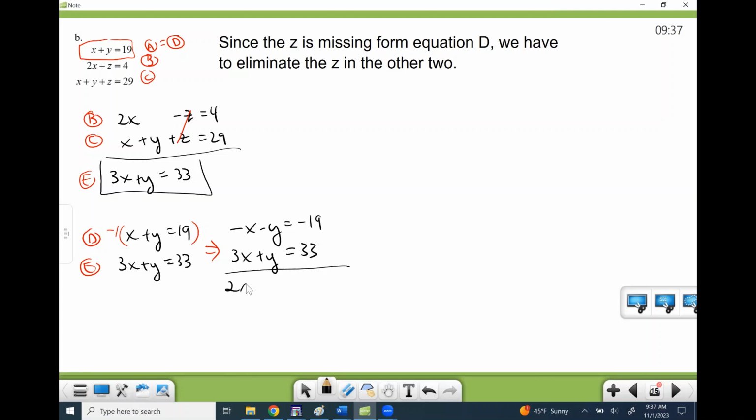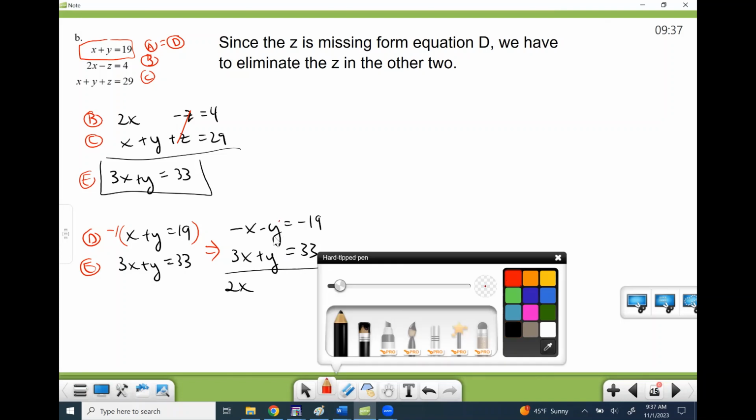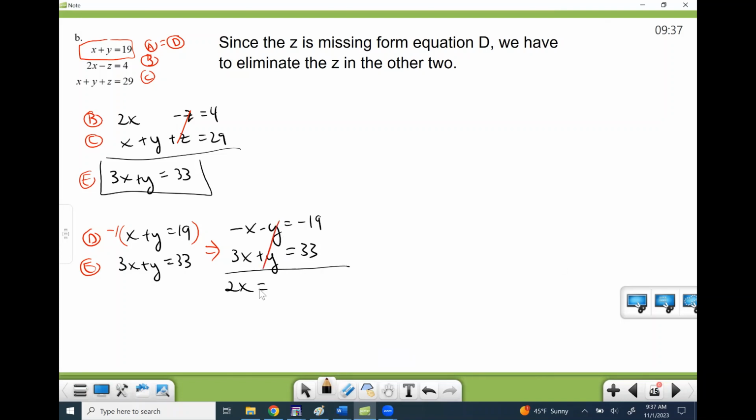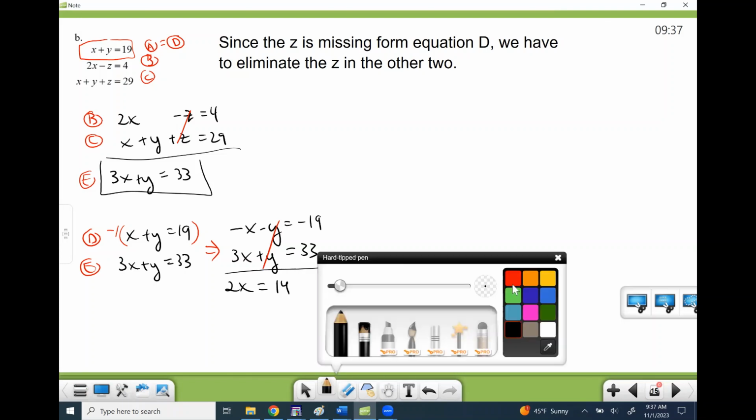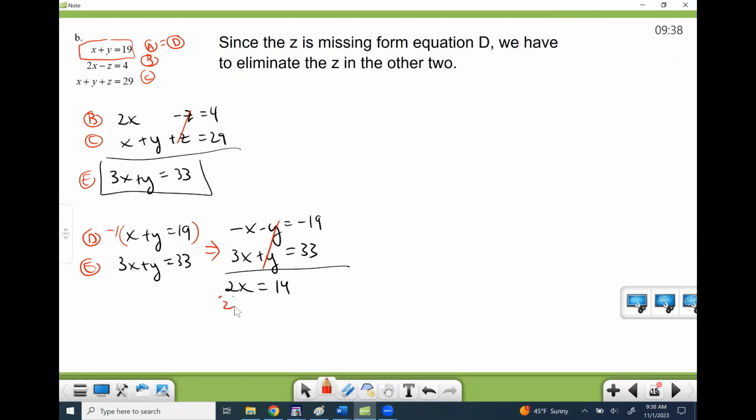Okay, so we're going to get 2x. Those y's are going to go away. And then negative 19 plus 33, is that 14? I think it is. All right, so we'll divide by 2. We get x equals 7.